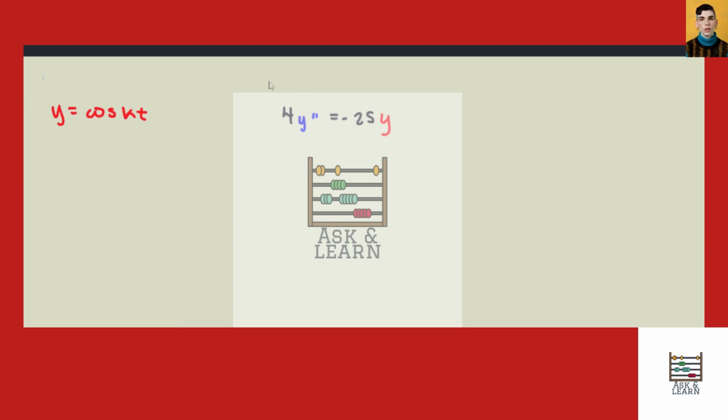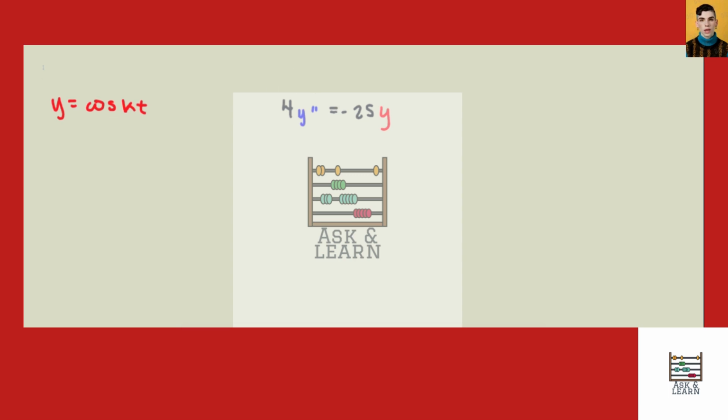So we want to find values of k that satisfy this differential equation here. So we know we need our regular y equation, which we already have, but we also need to find our y double prime equation. So we're going to take the derivative of this function here. But first we need to remember that the derivative of cosine is negative sine, and the derivative of sine is positive cosine. So we're going to use those identities when we take our derivatives.